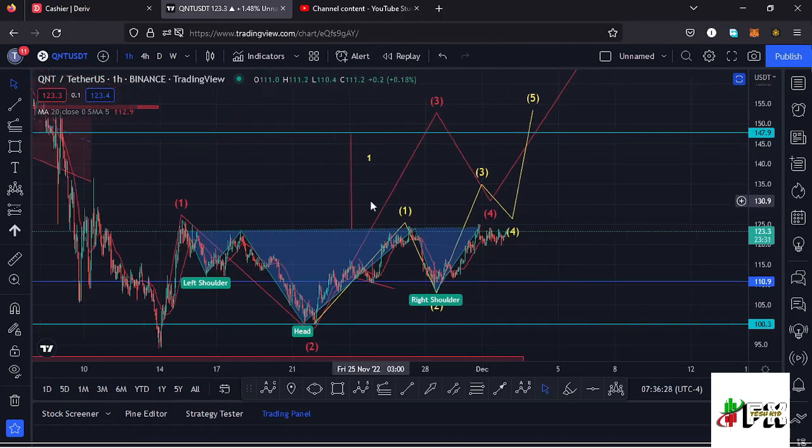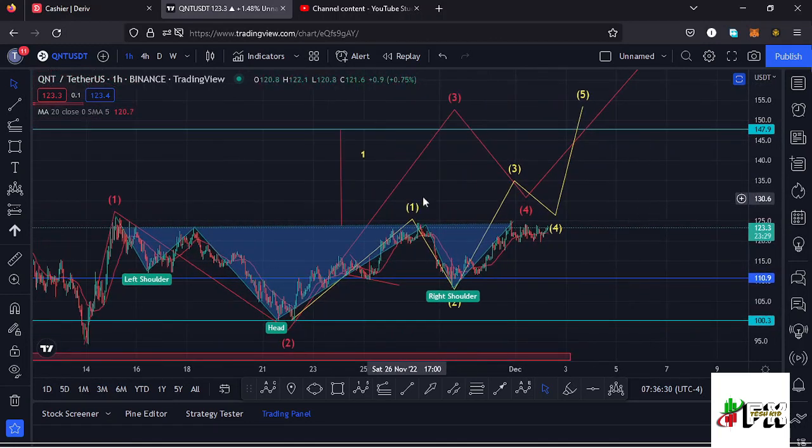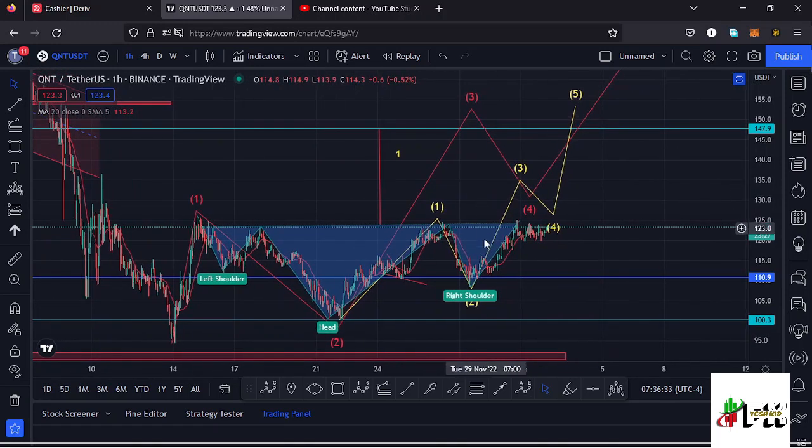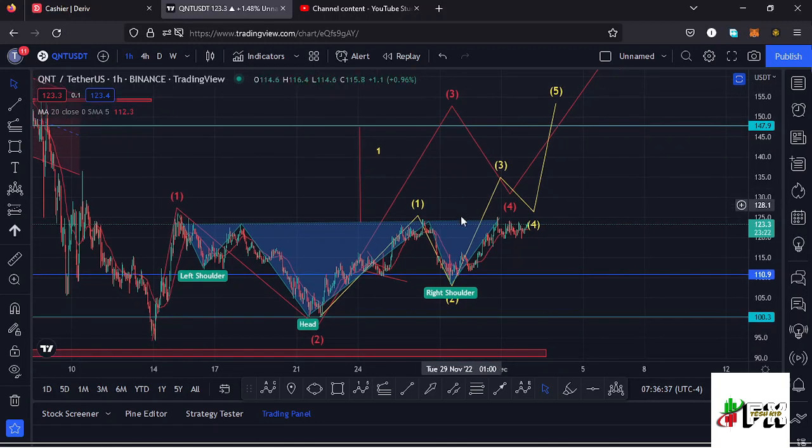And those are the short term and the long term scenarios that I expect to play out here on the Quant chart. So let's be patient and see how that plays out, whether we are going to see a breakout out of this chart pattern and also continue obeying the Elliott wave structures.